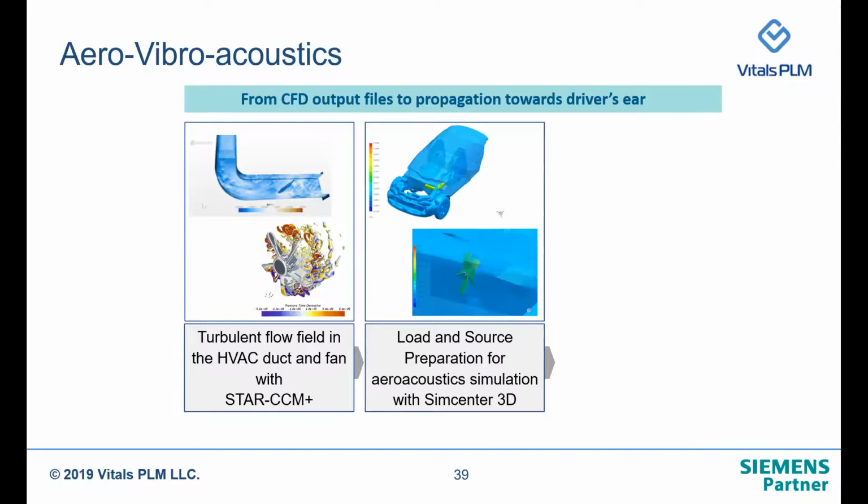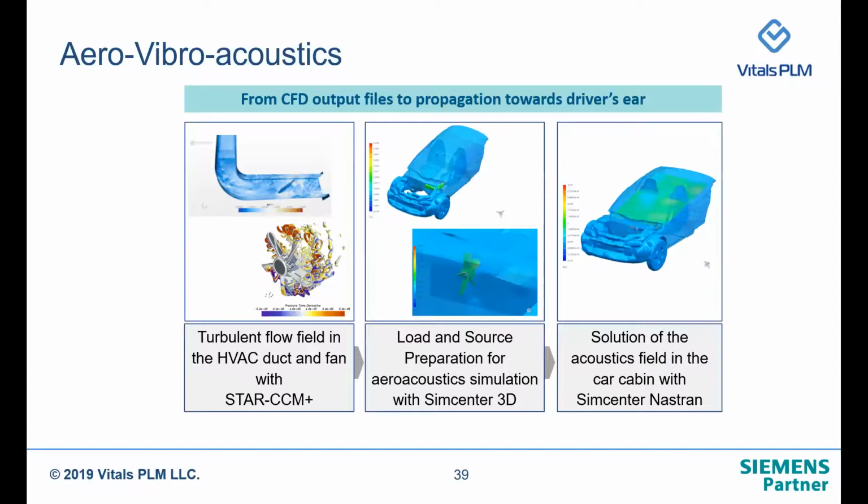Once we have a CFD result, we can use that output as input to SimCenter 3D for some pre-processing, where within SimCenter 3D, the CFD result can be converted into loads and sources for the aeroacoustic analysis. And once we have the loads and sources, using the SimCenter Nastran solver, the acoustic field inside the car cabin can be solved and predicted.